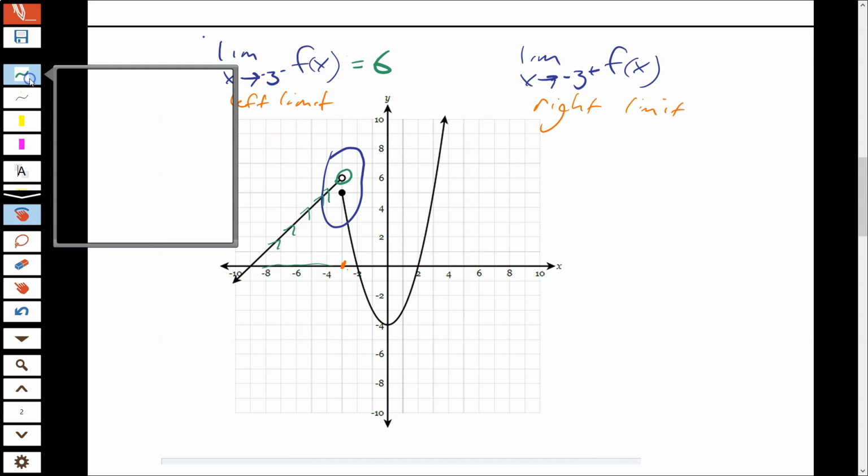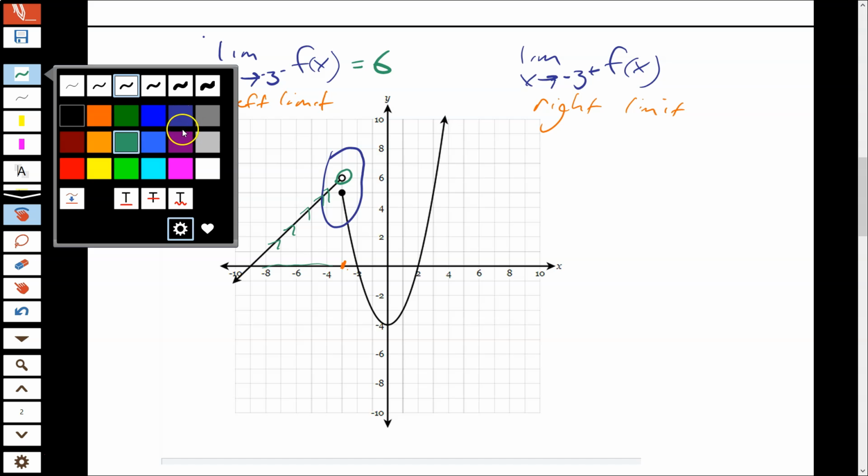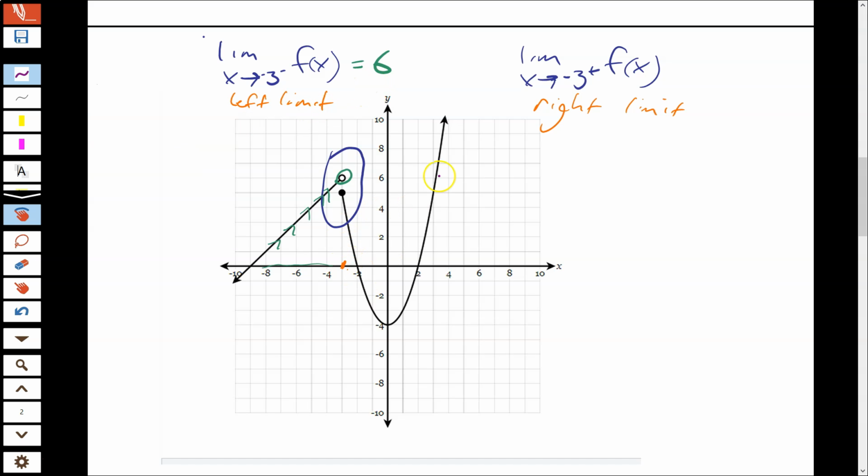Okay? Now, let's say I'm looking at the right limit, approaching from the positive direction. That means I'm walking along the function towards that same point, still x equals negative 3, but on this other piece of the graph. And notice I end up at a different spot now. So the y value here is 5. This limit is 5.